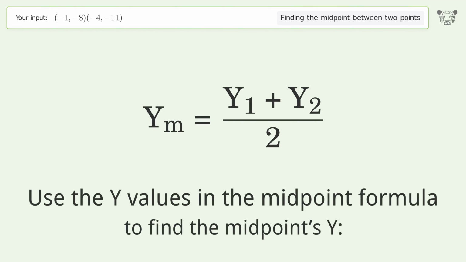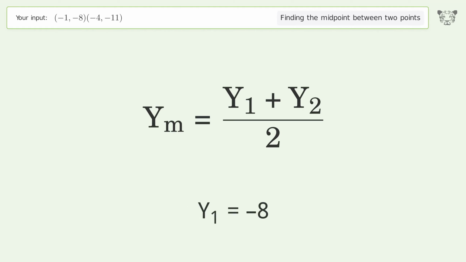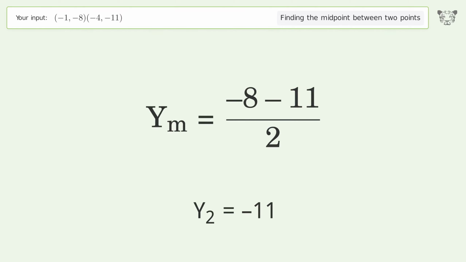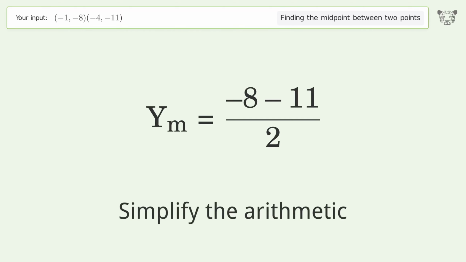Use the y values in the midpoint formula to find the midpoint's y. y1 equals -8. y2 equals -11. Simplify the arithmetic.